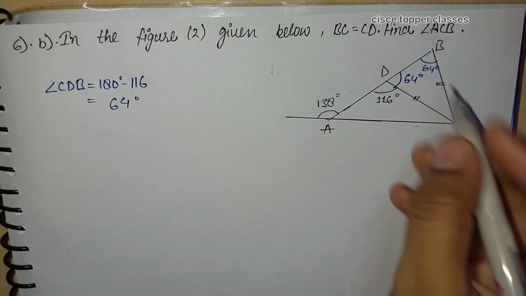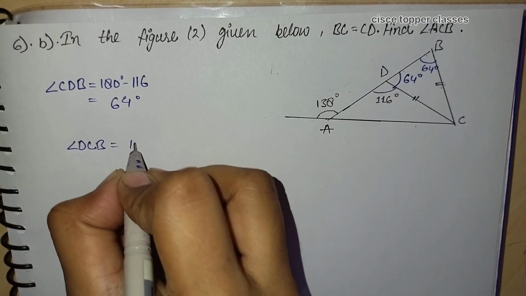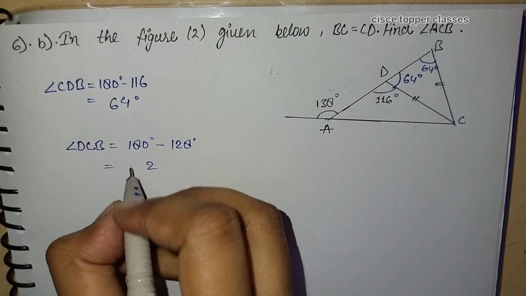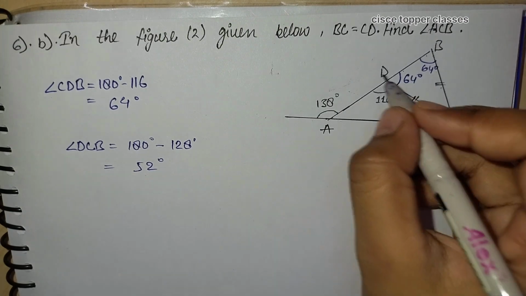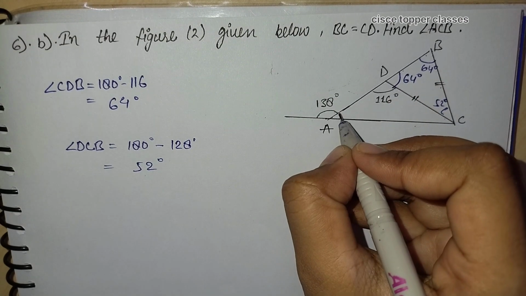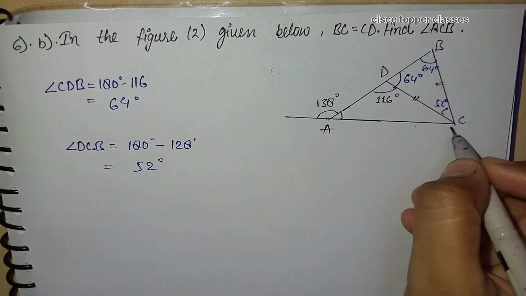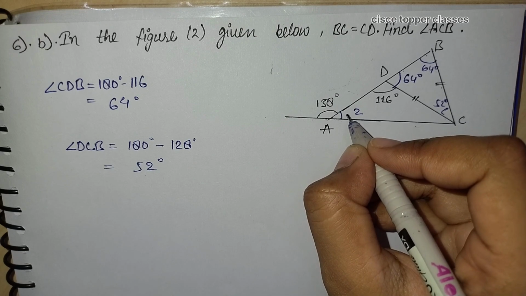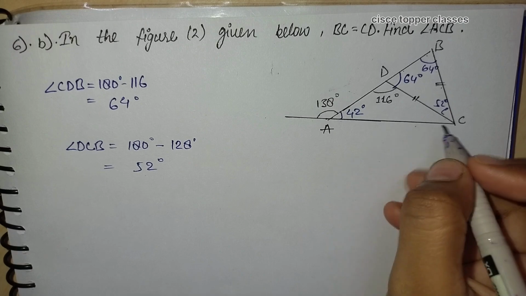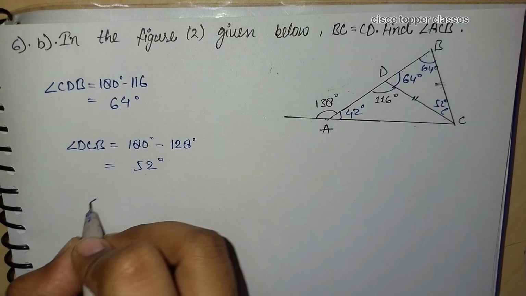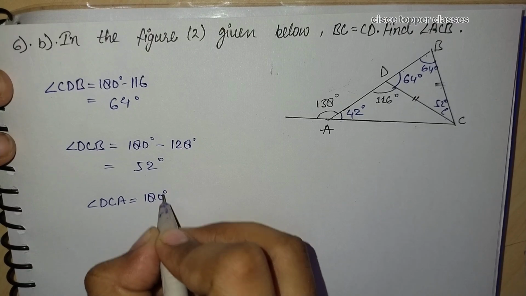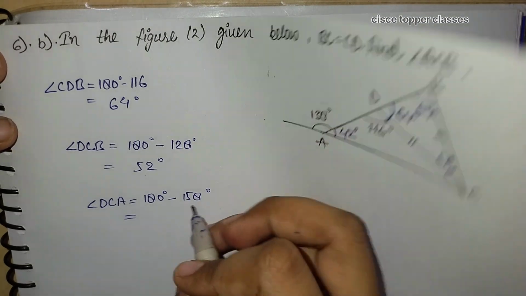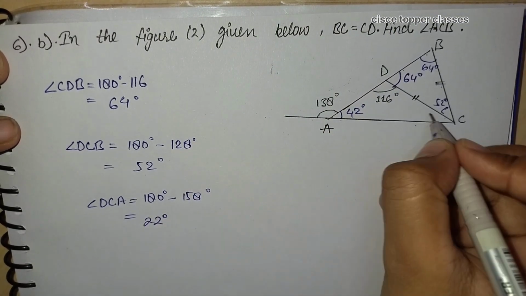Now simply we can find the angle DCB. So angle DCB is equal to 180 degrees minus 128 degrees. Subtracting this, we will get 52 degrees. So DCB is equal to 52 degrees. And here the value of this angle, because it is a straight line, is 180 minus 138, which is 42 degrees. Now we can find this angle DCA. So angle DCA is equal to 180 degrees minus 158 degrees, which gives 22 degrees.